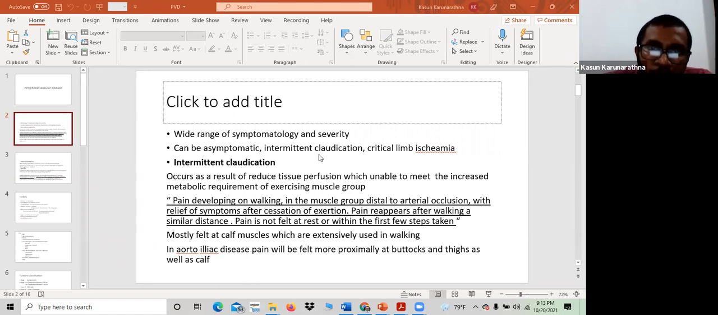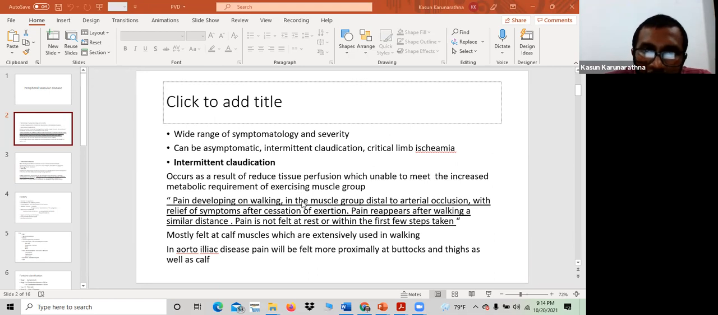It occurs as a result of reduced tissue perfusion, which is unable to meet the increased metabolic requirement of the exercising muscle group. Pain develops on walking. On walking, your group of muscles will work and demand will be rising. If due to occlusion of the arteries the body can't produce adequate blood supply, the muscle will become ischemic. Then there will be ischemic pain. So the pain won't appear on the first step. After some distance of walking, the patient will feel the pain, right?